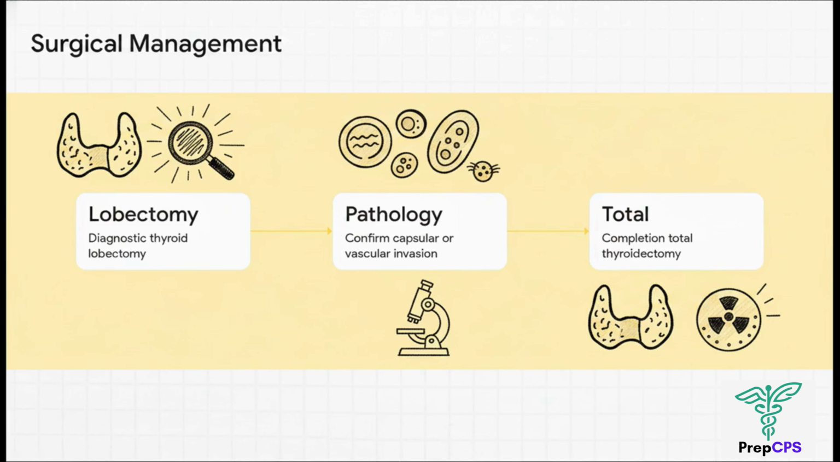Because your pre-op FNAB isn't definitive, your surgical game plan has to change. You start with a diagnostic thyroid lobectomy. You send that lobe down to pathology. If the pathologist finds capsular or vascular invasion on the final permanent section, bam, the diagnosis becomes follicular carcinoma. At that point, you're bringing the patient back to the OR for step 3, a completion total thyroidectomy, which then allows you to follow up with radioactive iodine treatment.